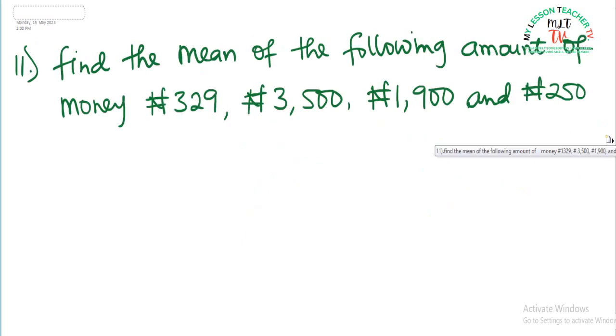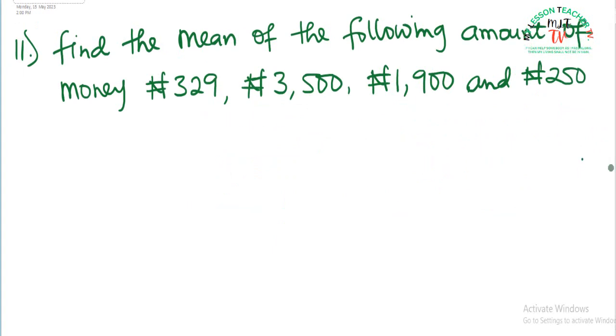Question 11 says we should find the mean of the following amounts of money: 3,209 naira, 3,500 naira, 1,900 naira, and 2,250 naira. So, what do you understand by the mean? The mean is the average value of all figures taken into consideration. In this case, we are going to sum up all the monies and divide by the total number. We have 1, 2, 3, 4 amounts. So we are going to sum up all of them and divide by 4.